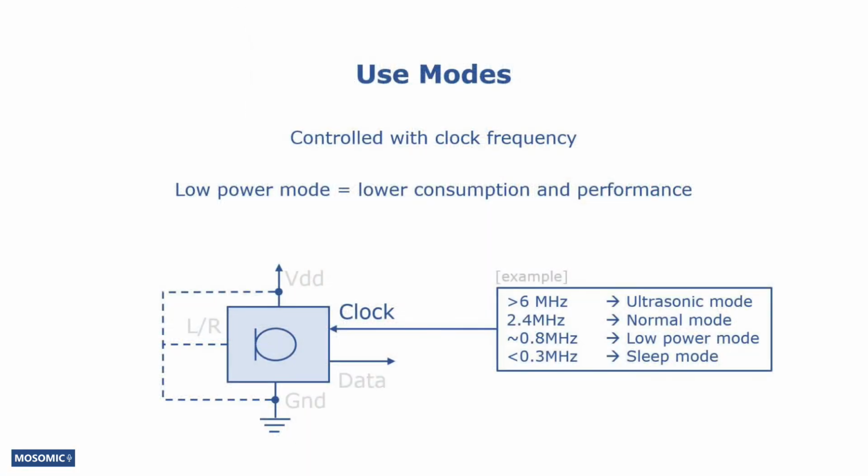Another common feature in MEMS microphone PDM interfaces is that the use mode of the component can be changed by changing the clock frequency. A common feature is a low power mode, in which the microphone consumes less current. The reduction in current consumption is achieved at the expense of microphone performance parameters, such as SNR or frequency bandwidth. Changing the mode of the microphone by changing the clock frequency naturally means that the device system must support multiple clock frequencies and switching between them.